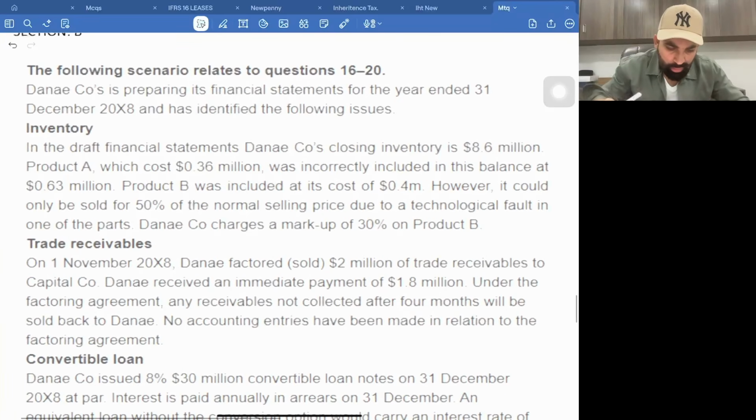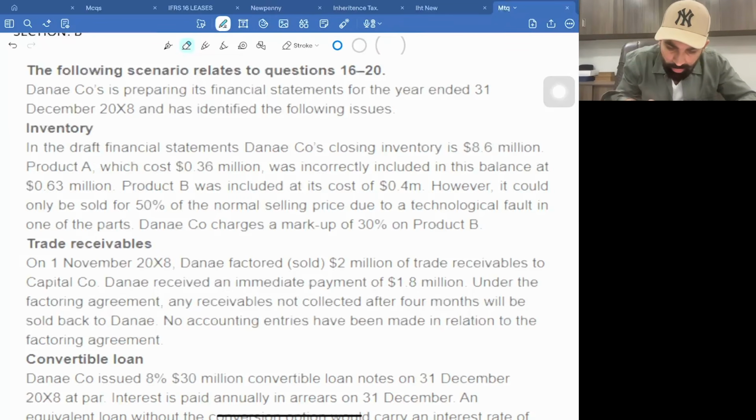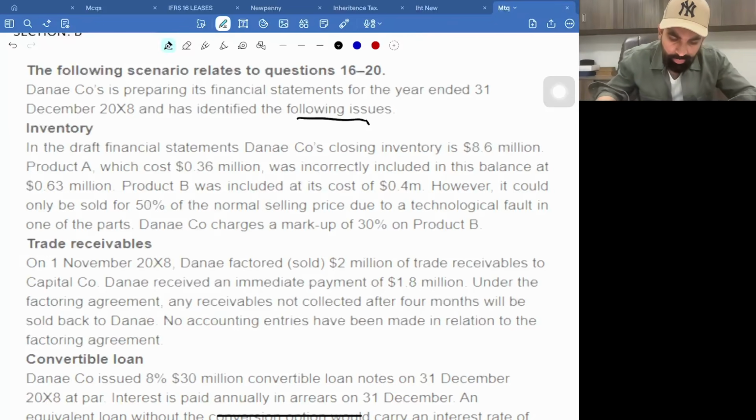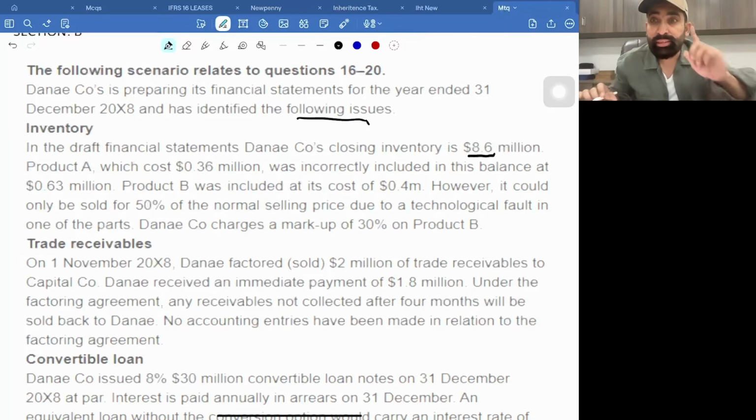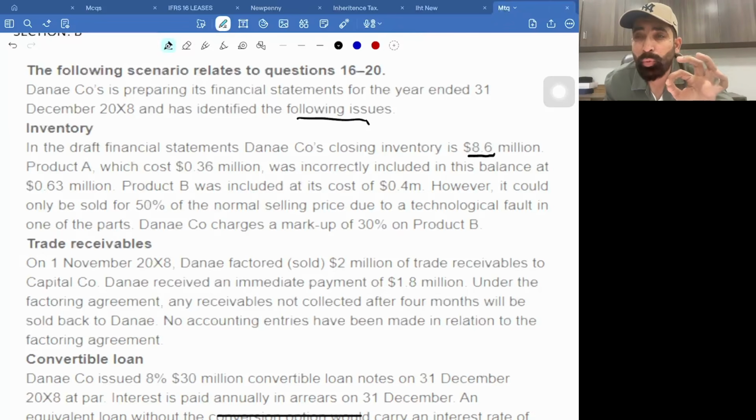So D company is preparing its financial statements for the year ended 31st December X8 and has identified the following issues. In the draft, first of all, inventory. In the draft financial statements, D company's closing inventory right now is 8.6 million.